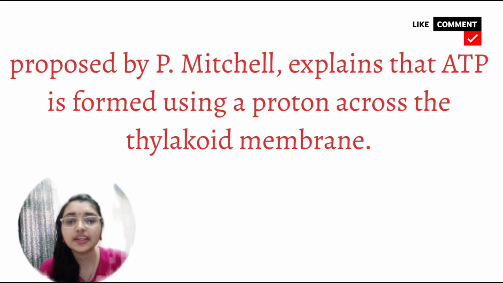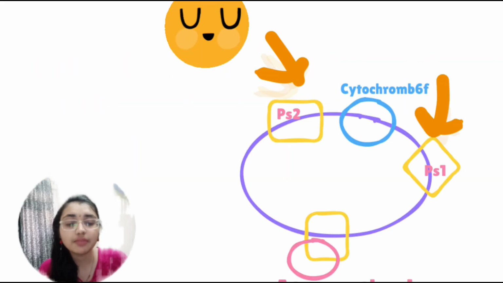Today we are going to learn about the chemiosmotic theory that was proposed by P. Michael, which explains that ATP is formed by using a proton, that is a hydrogen, gradient across the thylakoid membrane when the light energy is absorbed by PS2 and PS1.